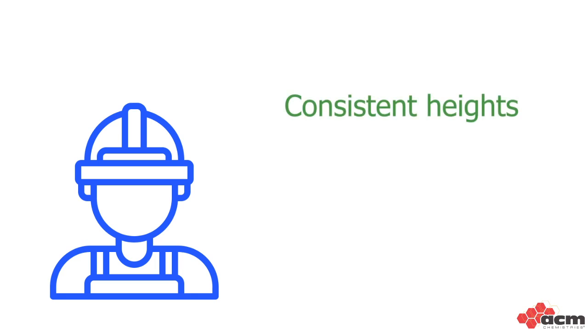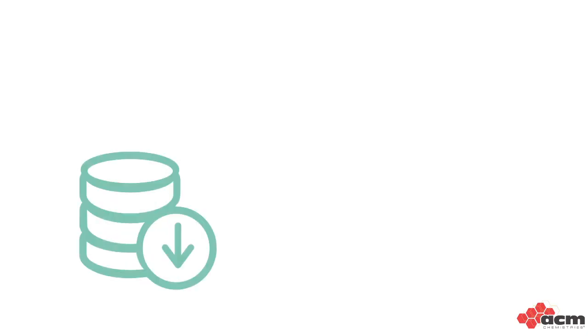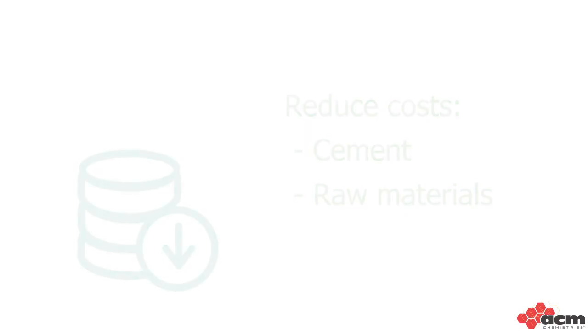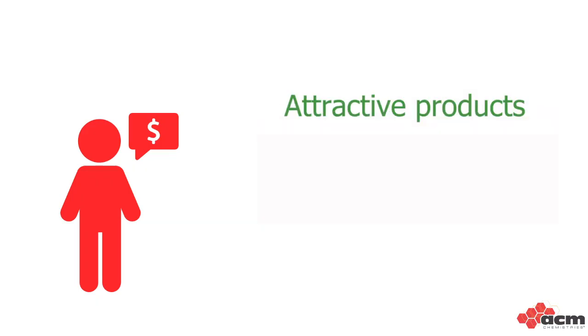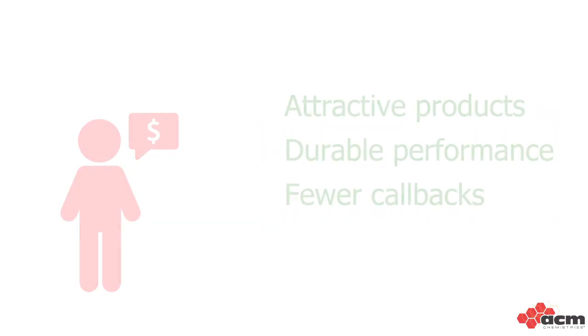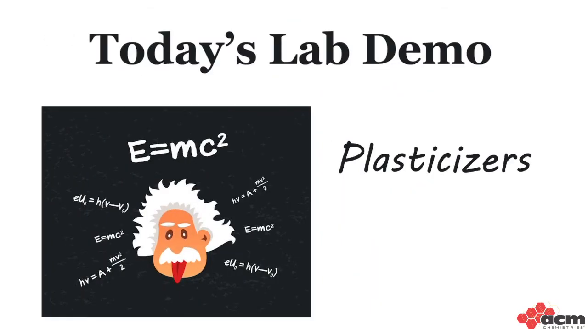The QC folks appreciate the more consistent heights, better strengths, lower absorptions, and fewer problems. And the accountants like the extra strength and reduced culls, which means we can save money on cement and reduce raw material costs. Last but not least, sales. Customers really appreciate the better looking products, more durable performance, and fewer callbacks. To get an idea of how plasticizers and densifiers help disperse cement and lubricate the mix, let's go inside the lab and visit with Professor Emmett Brown.